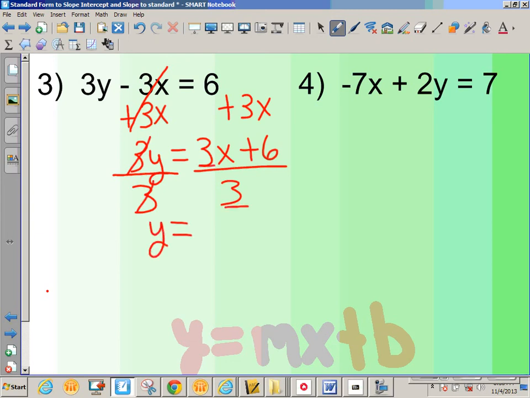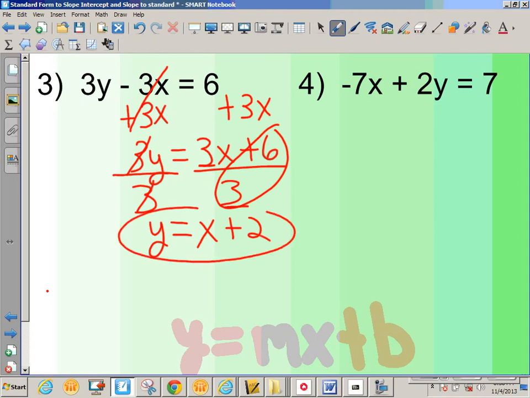3 divided by 3 gives me 1. I'm just going to write x. I don't need to write 1x. And then 6 divided by 3 is 2. So make sure that you have simplified.